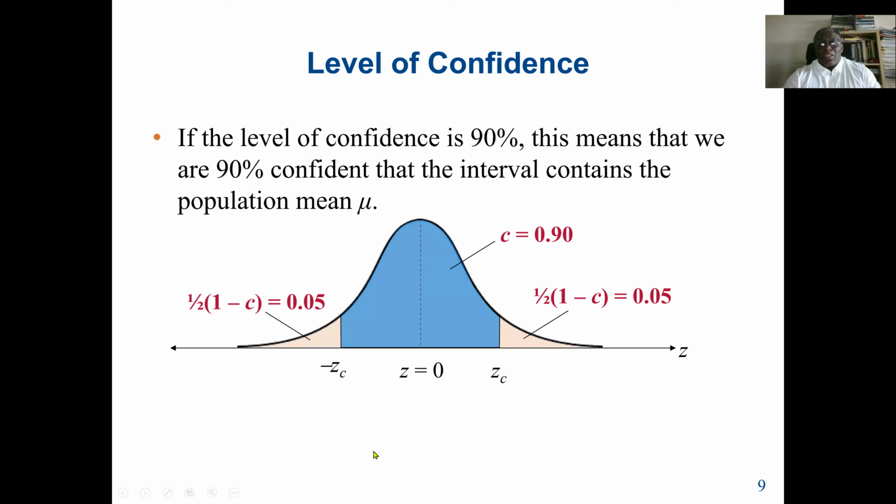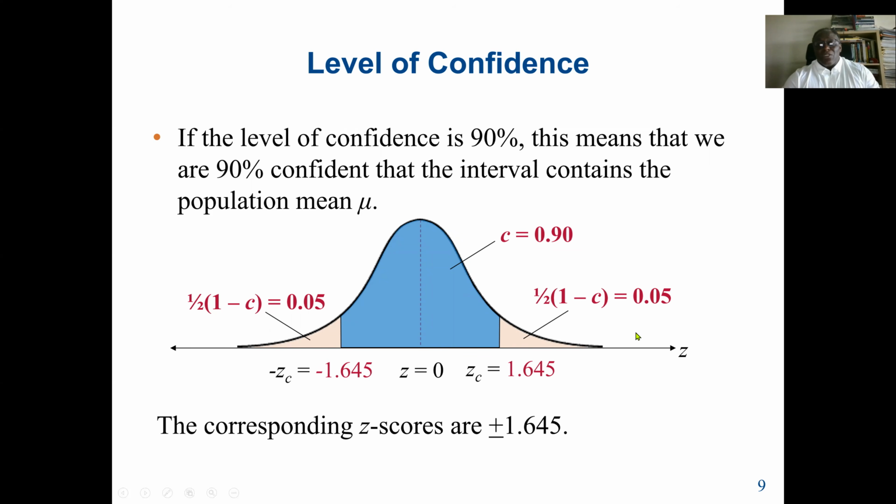So that's our diagram again. 90% is C, so 0.90. The remaining will be 0.10. That means I have 0.05 to the left and 0.05 to the right. Now, if I want to find a Z value, I'm using the 0.05 concept. You go to the standard normal table, and we get negative 1.645 or positive 1.645.